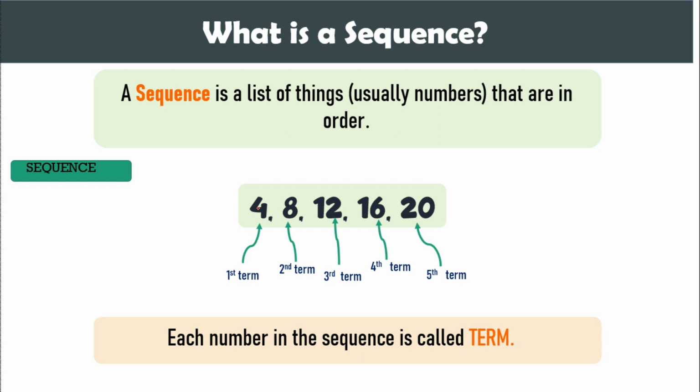So in this particular example, since this is an example of a sequence, because they are written in order, the first term here is 4. 8 is called the second term. 12 is called the third term. 16 is called the fourth term. And 20 is the fifth term. Each number in the sequence is called a term. So if there are 100 numbers in a sequence, the last number is the 100th term. Okay, so let's proceed.